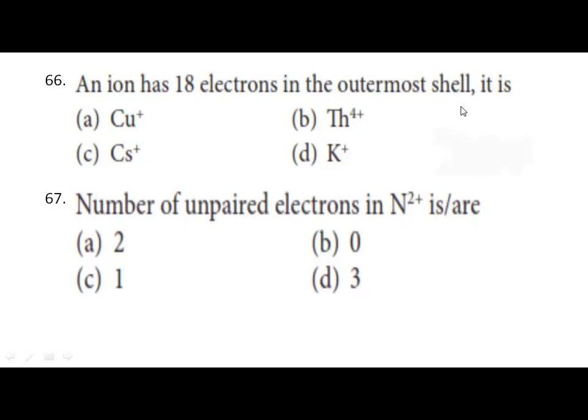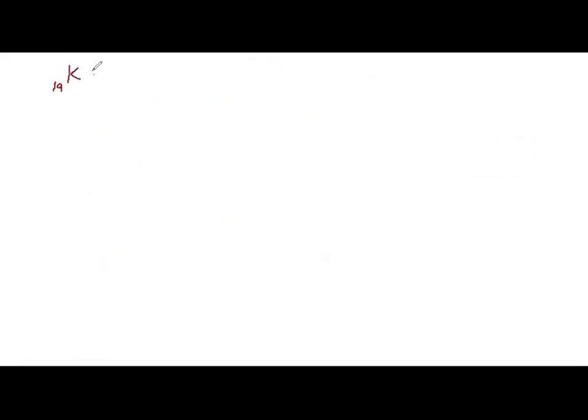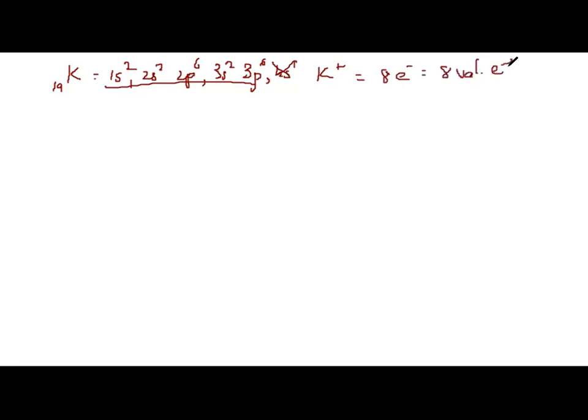But they have said outermost shell. Potassium, atomic number 19: 1s2, 2s2, 2p6, 3s2, 3p6, 4s1. So the outermost shell of potassium has 1 electron, and K plus means this is gone. So this will be the configuration, and the outermost shell has 8 electrons. So I can say these are 8 valence electrons, correct?